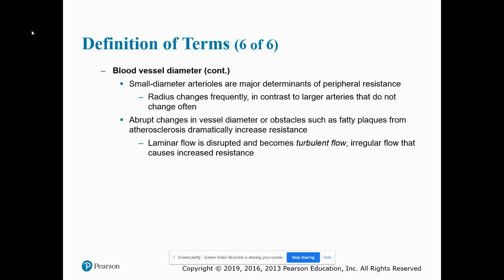Small diameter arterioles are the major determinants of peripheral resistance, and their radius changes frequently. This is in contrast to the larger arteries that do not change often. Abrupt changes in vessel diameter or obstacles such as fatty plaques from atherosclerosis can dramatically increase resistance. What can happen is laminar flow becomes disrupted and becomes turbulent flow, and turbulent flow is irregular flow that causes increased resistance.